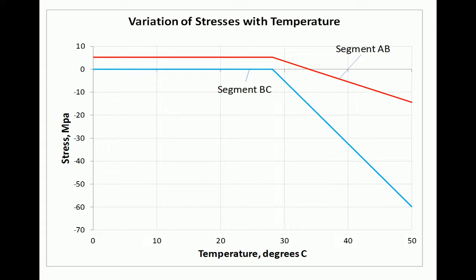Now, segment AB, again, because of the force that's applied, does begin in tension, but as the temperature goes up, the compressive force due to the change in length that's constrained becomes larger than the tensile force that was there to begin with, and so that segment goes into compression as well. And you can see when we get up to 50 degrees C, so these aren't really huge temperature changes, we start to develop some pretty large stresses.